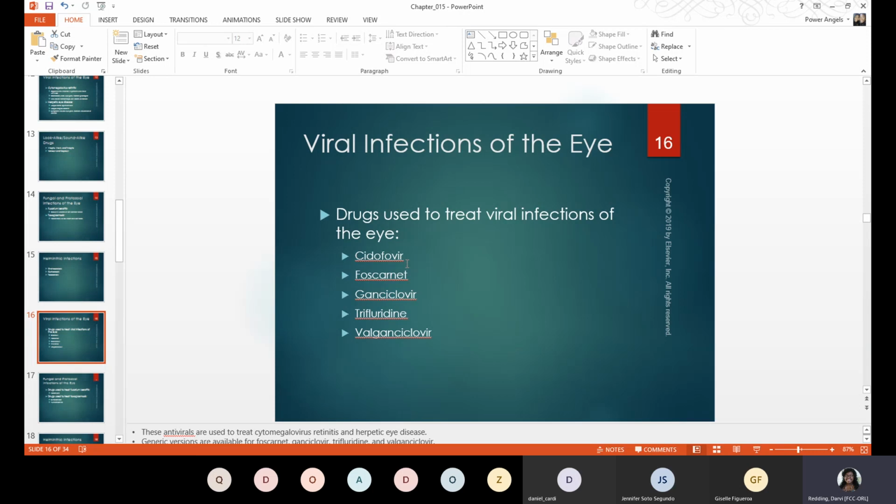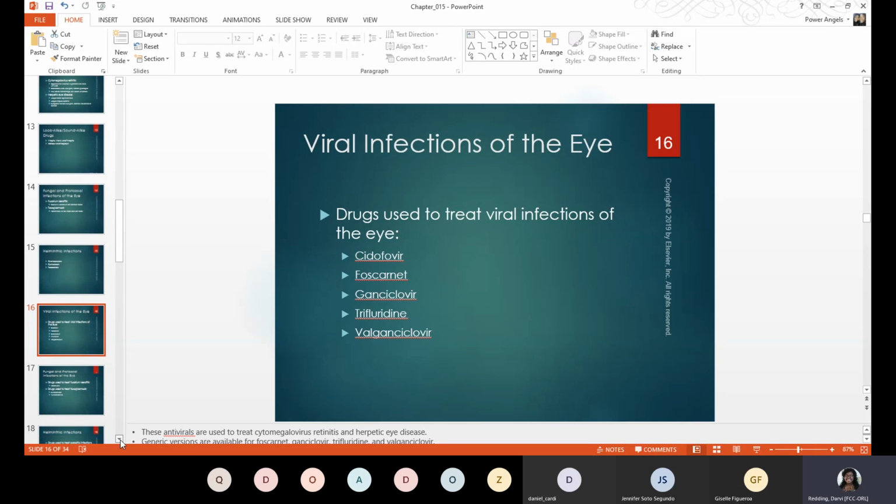And so there are some generic versions available for the medications that are listed. That would represent that these medications that are listed are known as the brand name drugs, and so they have generic names available.